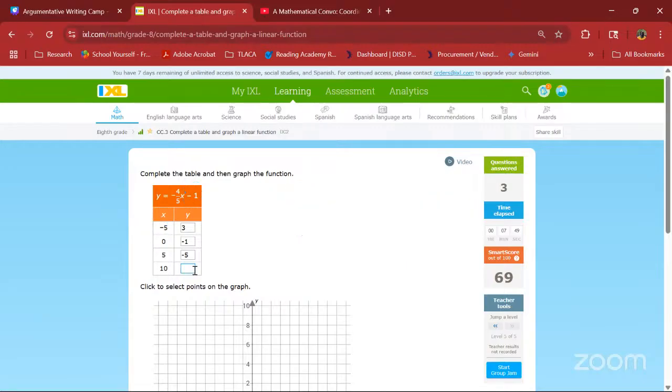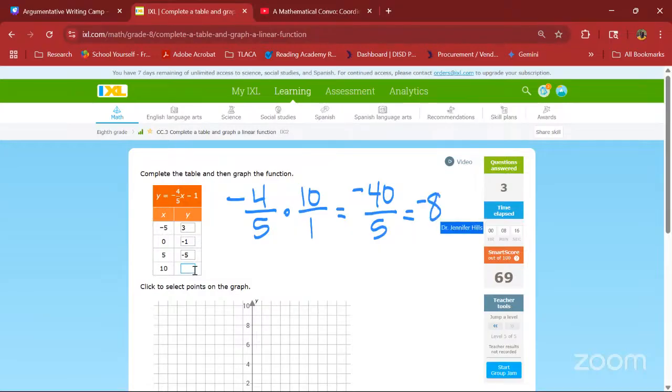All right, let's try this last one. -4 over 5 times what? How do we put 10 into a fraction? 10 over 1. You are correct. Multiply across. So see, we're teaching fractions and stuff here as well. You're getting a lot in this one little combo. -40 over 5. -40 divided by 5 is -8. -8 minus 1, -9. That goes in that last box.